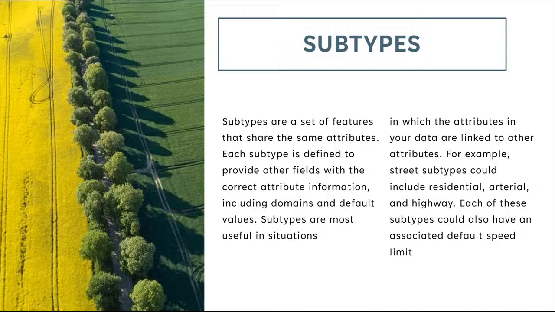Basically, subtypes are more like a categorization. You try to categorize it, such as okay, roads, now we have major roads, minor roads, highway, arterial, residential, and all that. Now in the streets subtypes, we have residential, arterial, and highway. So basically, these two things help us to understand more of our data in ArcGIS.